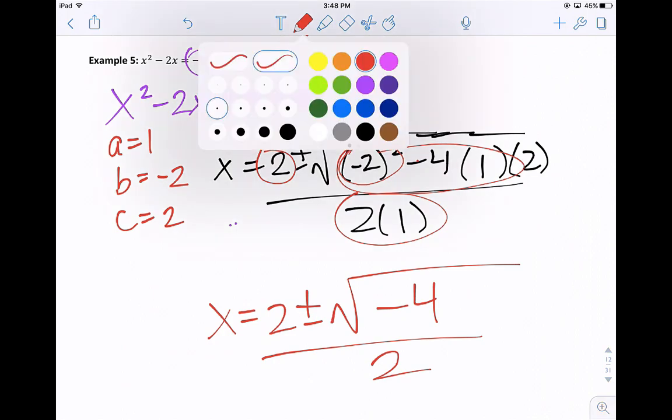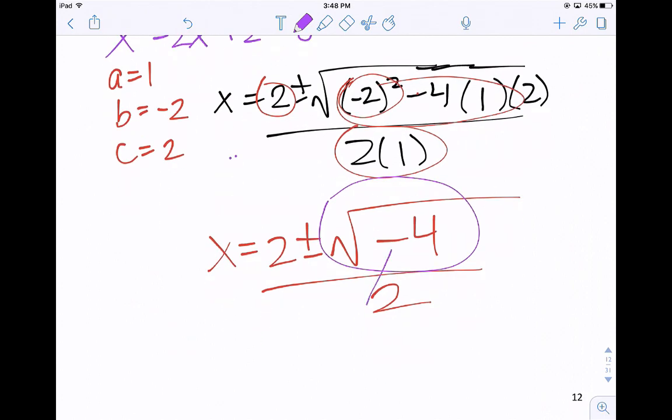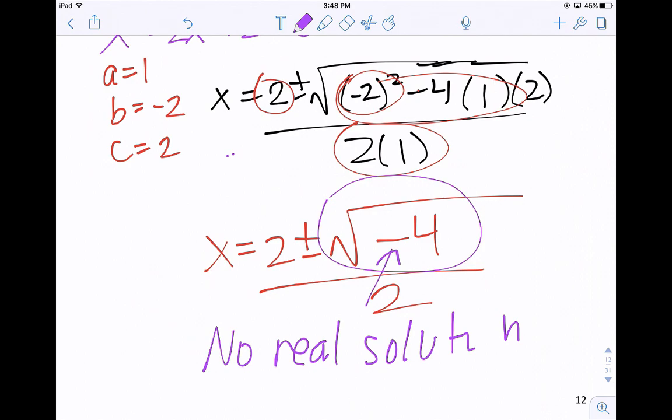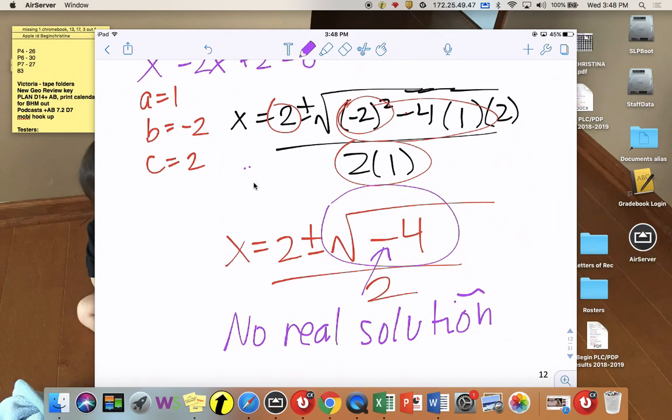And here we have to stop because if you notice, we can't take the square root of negative 4. Nothing multiplied by itself is a negative number. So here, if you have this negative, we're going to say there's no real solution. And we'll take a look later on this week at what to do if you have that negative. Okay, so if you get a negative underneath the radical, not a real solution. All right, so there's quadratic formula.